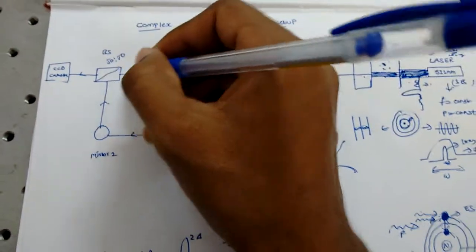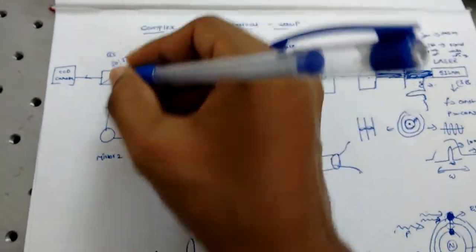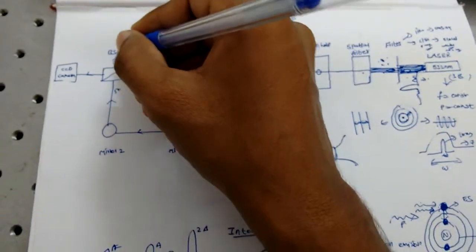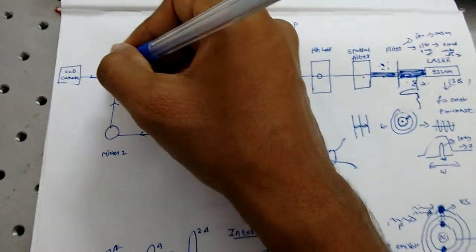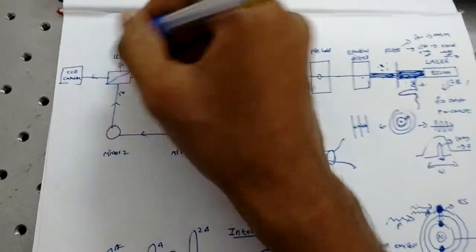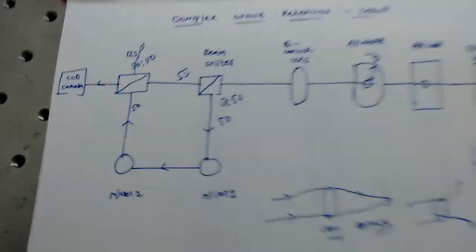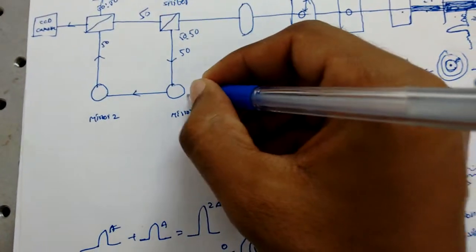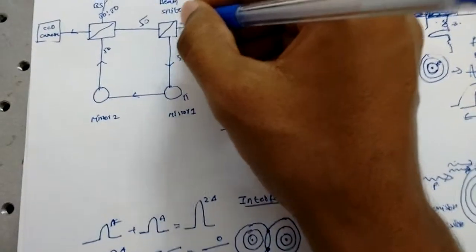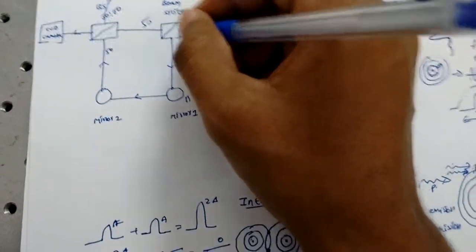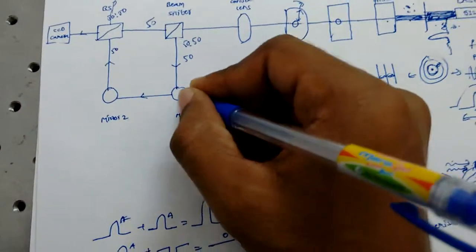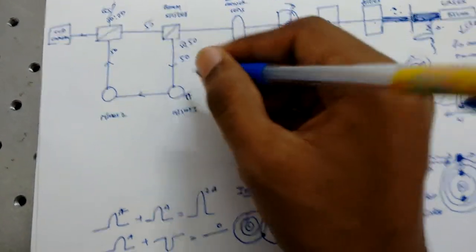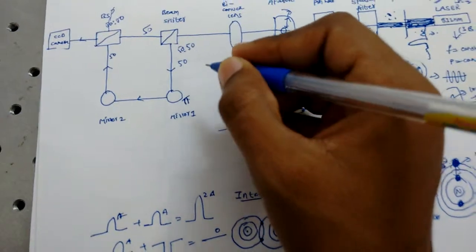50 transmission, 50 will go like this, 50 come in this. 50 transmission, 50 reflection. And the mirrors we are using provide a phase shift, while beam splitters don't provide any phase shift. So each mirror will provide a phase shift of pi, that means 180 degrees.